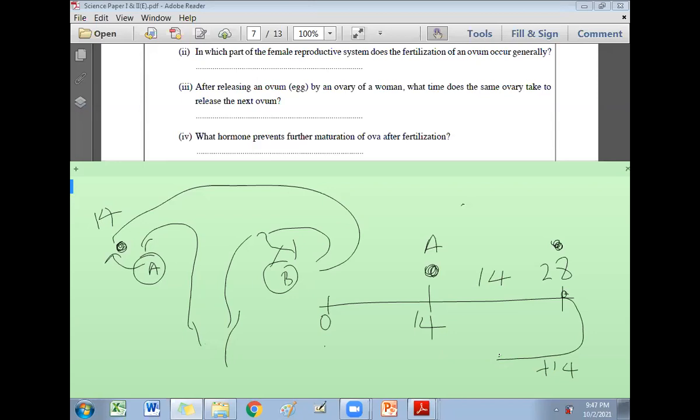In the next cycle also, the egg is released on the 14th day. From which ovary? From B the egg is released. Again at the end of this side also 28 days. From B the egg is released, and here from A the egg is released. After that, how many days altogether? These are 28 days for the egg from the ovary B, and then ovary A, egg.